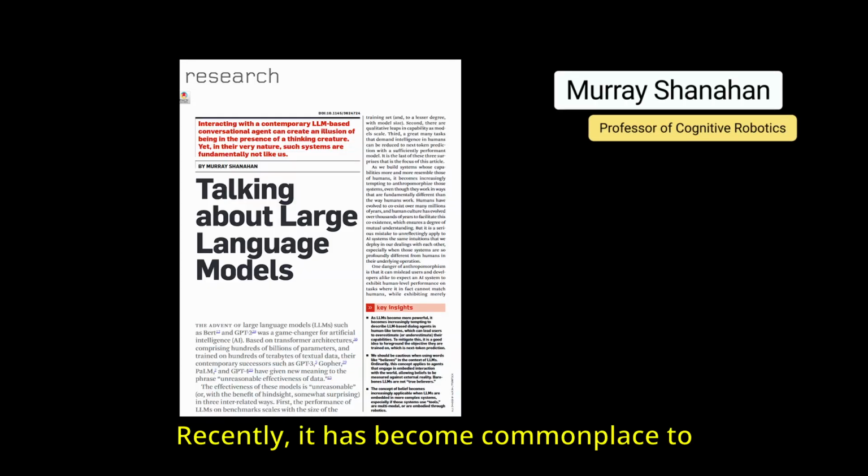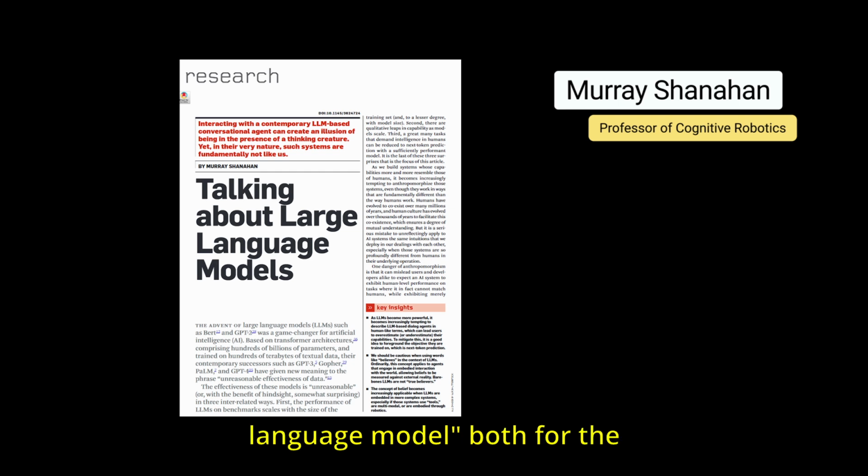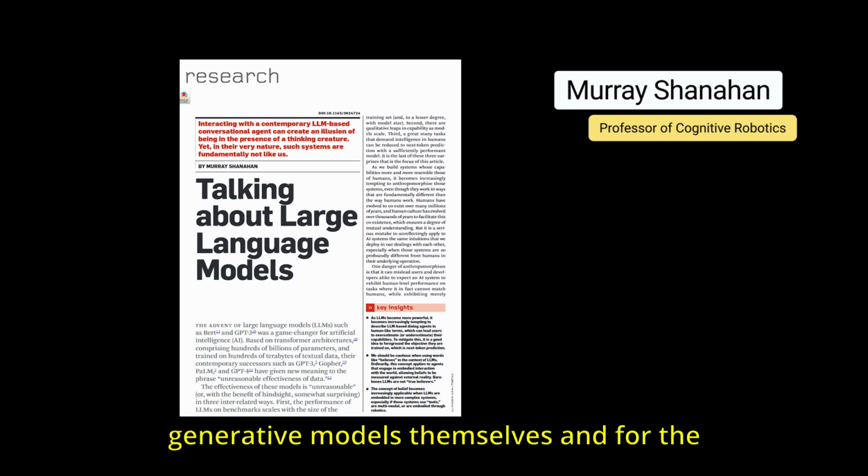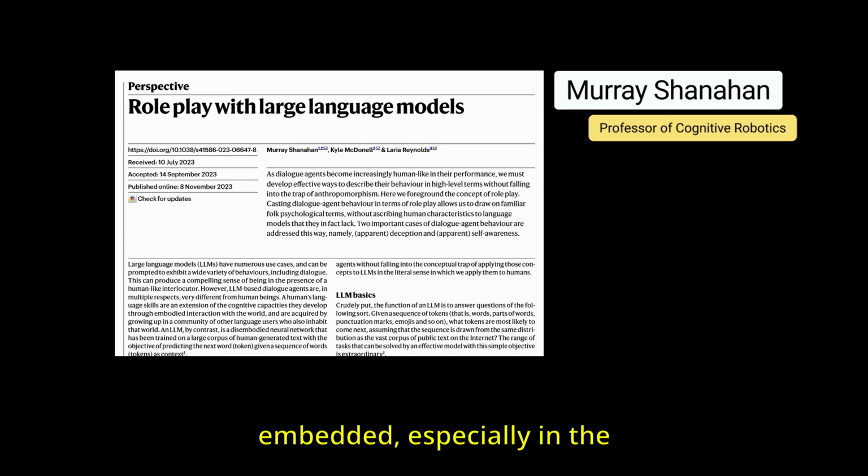Recently, it has become commonplace to use the term large language model, both for the generative models themselves and for the systems in which they are embedded, especially in the context of conversational agents or AI assistants such as ChatGPT. But for philosophical clarity, it is crucial to keep the distinction between these things to the fore, the bare bones LLM itself. The core component of an AI assistant has a highly specific, well-defined function, which can be described in precise mathematical and engineering terms. It is in this sense that we can speak of what an LLM really does at the level of its underlying operation.